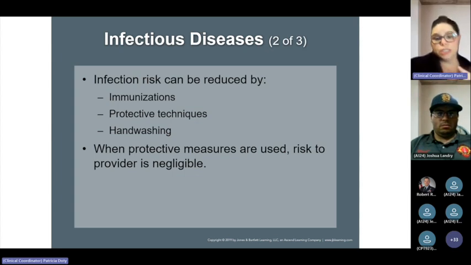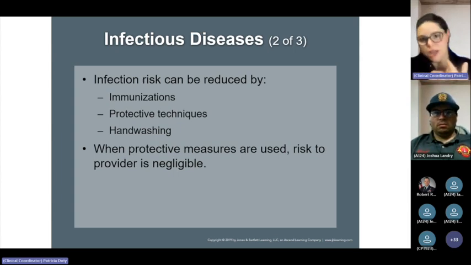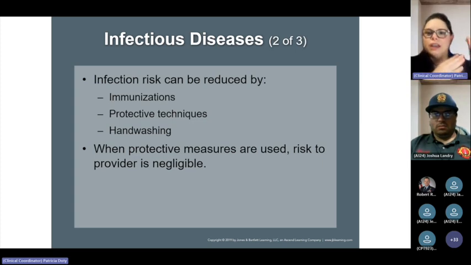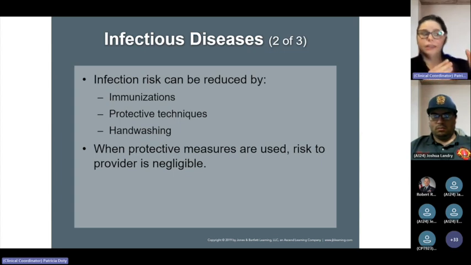So let's talk about how infection risk can be reduced by certain things. First off, immunizations. If you're in this class, you've been immunized against certain things that you just have to have before you get into the medical field. Protective techniques, especially you guys in advanced EMT, you're going to learn about what you should do with needles. Hand washing, biggest thing ever, because guys, there are things out there that our alcohol-based sanitizers that we put on are not going to kill. You have to use antimicrobial soap to get rid of it. So in cases when you have the ability to wash your hands, like say at a hospital at the end of a run, please go do that.